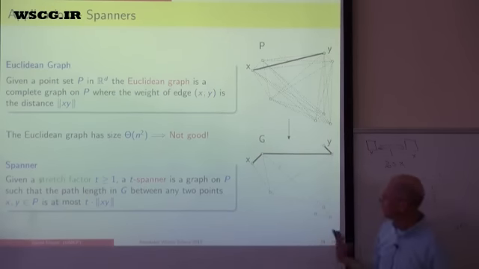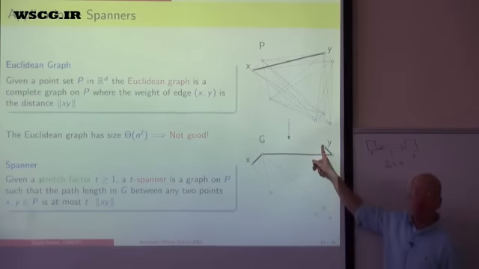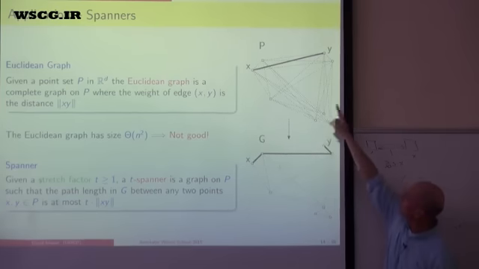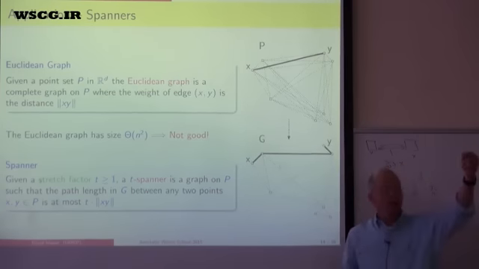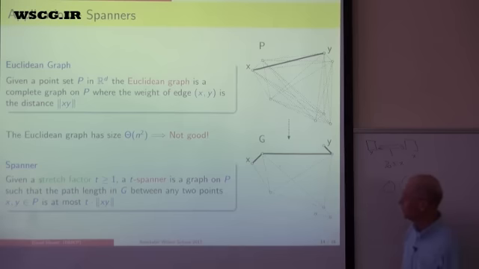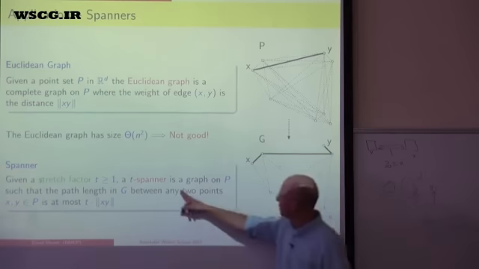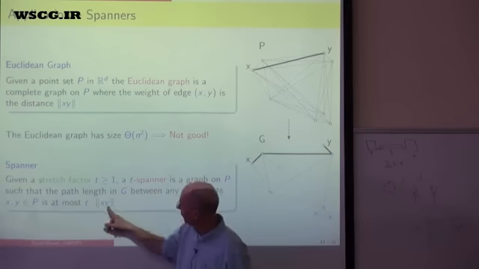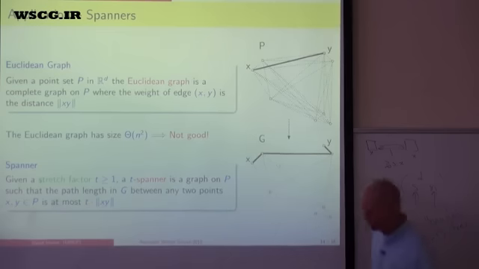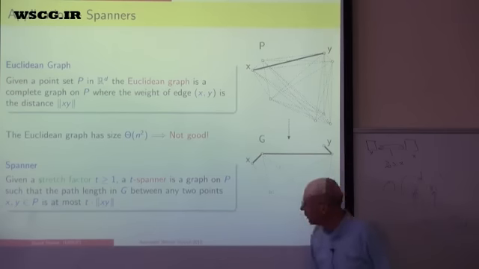So you can think of a t-spanner as a road network, right? A road network that has the property that if I drive along this road from any point to any other point, I'm not going to be going very much farther than if I got in my airplane and flew from one point to the other point. Okay? In other words, the distance between the points in the graph is at most t times the actual distance between them.